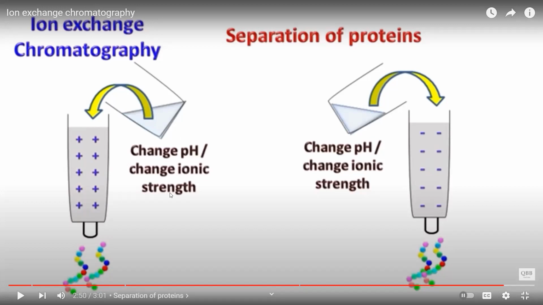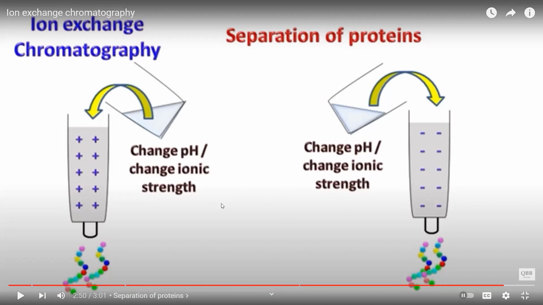You can also change the ionic strength. Sometimes binding is done with a buffer strength of 10 millimolar. But when you elute, you can increase it to say 50 millimolar or 100 millimolar. You can increase the strength of your buffer, so that might also help in elution. Because when you increase the strength, you are going to increase the number of charges. And in ion exchange chromatography, it is all about exchange of charge, so that can work here.